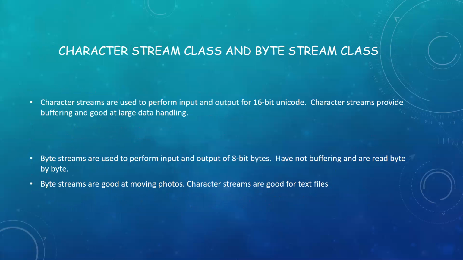Character stream class and byte stream class. Character streams are used to perform input and output for 16-bit Unicode, provide buffering, and are good at large data handling. Byte streams are used to perform input and output of 8-bit bytes, have no buffering, and are read byte by byte. Byte streams are good at moving photos, and character streams are good for text files.